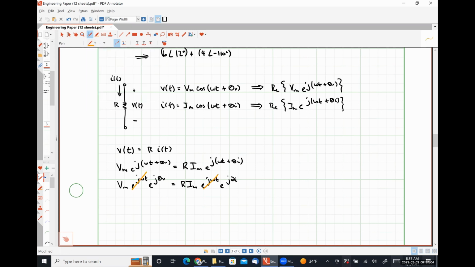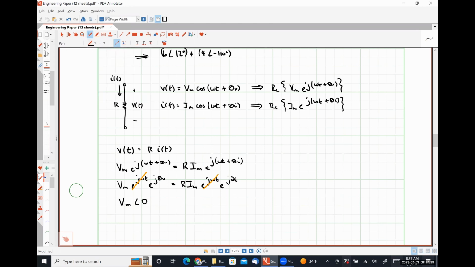So we cancel those guys, eliminating that redundant information. And so we are effectively now in the phasor domain, or the frequency domain, right? Because I have Vm e to the j theta V. Well, what's Vm e to the j theta V expressed as a polar form complex number?